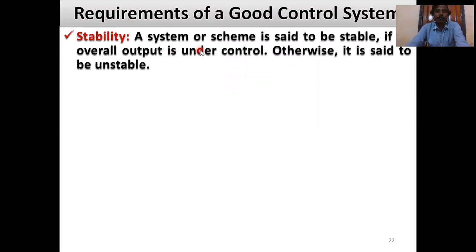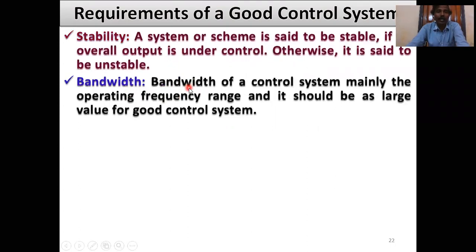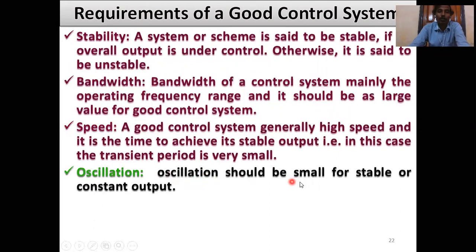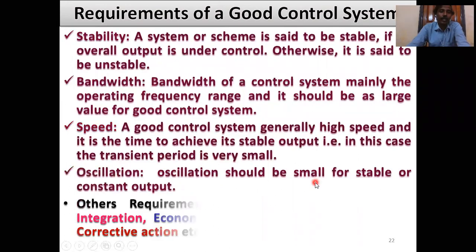Stability. A system is said to be stable if its overall output is under control. Otherwise, it is said to be unstable. And bandwidth, another requirement for good control systems. The bandwidth of a control system is mainly the operating frequency range, and it should be as large as possible for good control systems. Another section, speed. A good control system generally has high speed, which is the time taken to achieve its stable output. That is, the transient period is very small. And oscillation should be small for a stable or constant output.